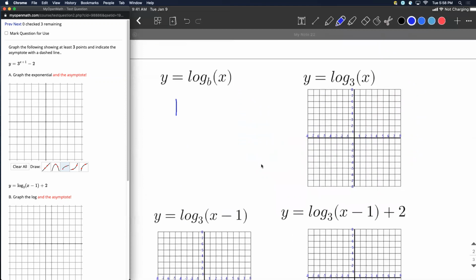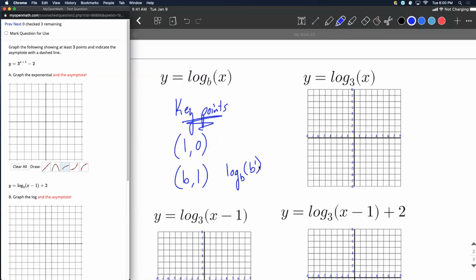So in general, again, key points, let's identify these, and these are flip-flop versions of the ones we had up above. So instead of 0, 1, it's going to be 1, 0. Instead of 1, b, it's going to go as b, comma 1. Now, why that works out is because log base b of b to the first power, because we have an exponential function inside of a logarithmic function, what's going to happen is you get some nice canceling out because these are inverses, and you're going to be left with 1.